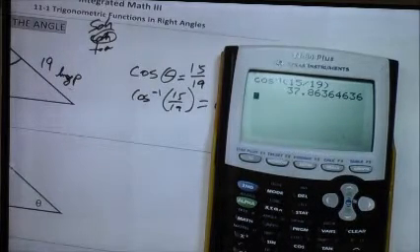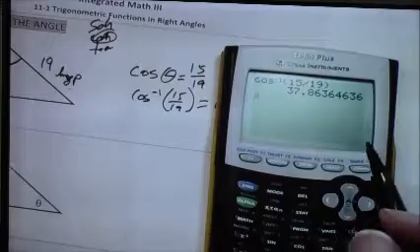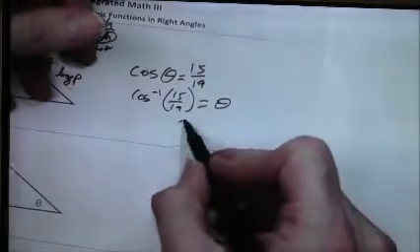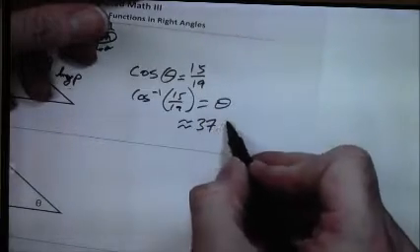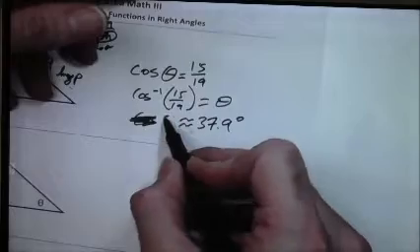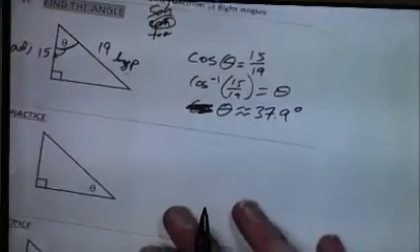Watch out when these problems come up, because I might say round to the nearest integer, I might say round to the nearest tenth. Watch whatever it is. Here I'm going to round to the nearest tenth just because I feel like it. So it's approximately 37.9 degrees. Or not cosine. Theta is approximately 37.9 degrees.